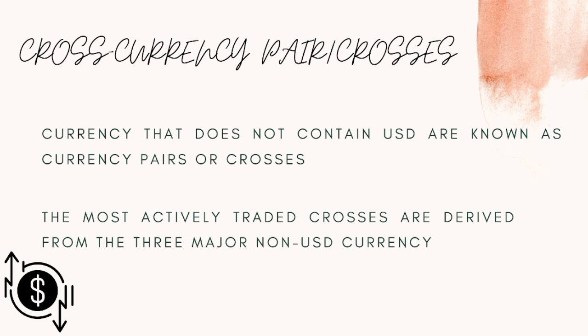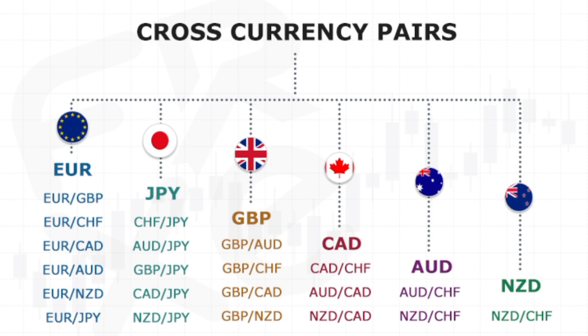So we have some cross-currency pairs, also called crosses. The currency pairs that do not contain USD are known as cross-currency pairs or crosses. That is, currencies that don't have USD in them. The most actively traded crosses are derived from the three major non-USD currencies. So inside these crosses, we have three of them that are actively traded, and they are derived from the non-USD currencies.